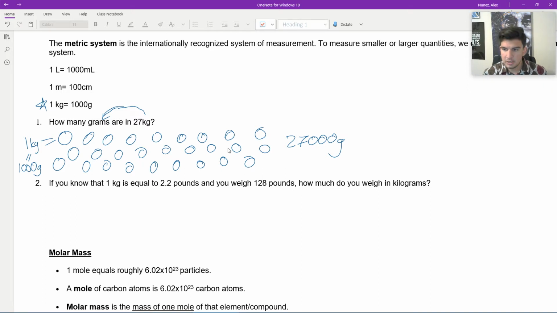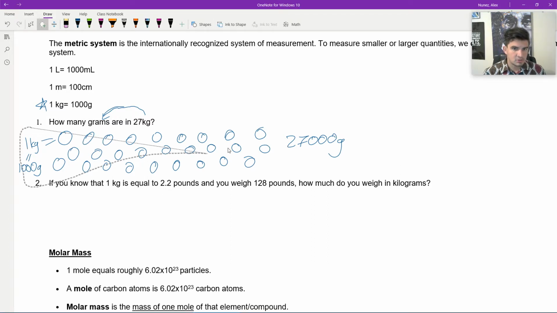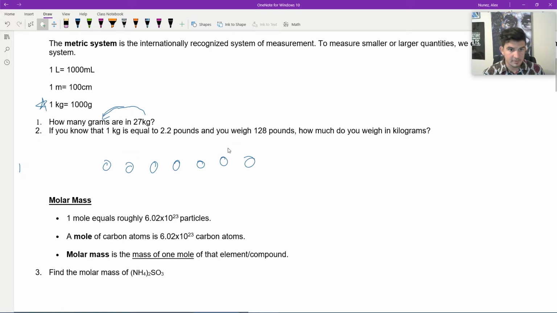Instead, this is where we use what I call in my class the train tracks method. Mr. Barone may have another name for it, but it's how we convert. The way we convert is we're going to write how we start. So we start with, actually, let me go ahead and erase this. We're going to go ahead and start with our 27 grams.